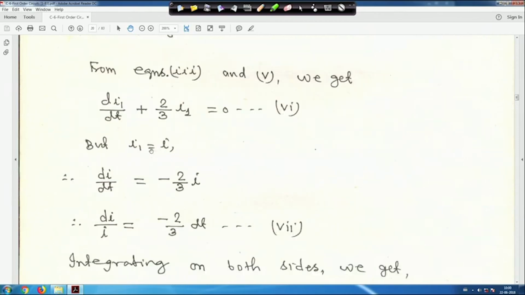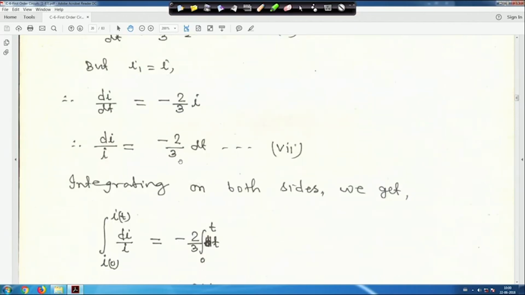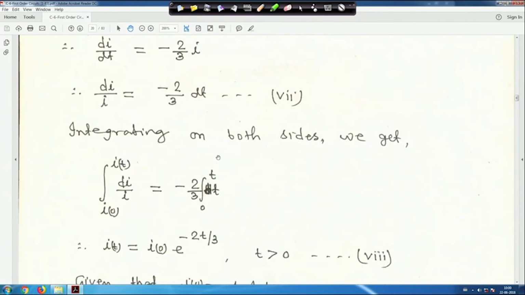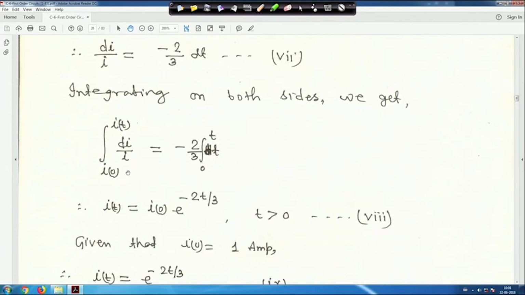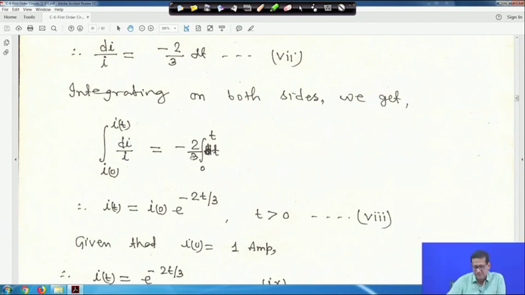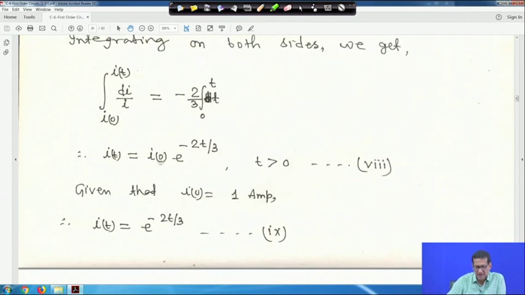Now, we know that I1 is equal to I, therefore, di upon dt is equal to minus 2 upon 3 I, or di upon I is equal to minus 2/3 dt. Now, you integrate on both sides. At t is equal to 0, current was I0, and at time t, current was I(t). di upon I is equal to minus 2 by 3 integration 0 to t dt, or after integration you will get I(t) is equal to I0 e to the power minus 2t upon 3, that is for t greater than 0.